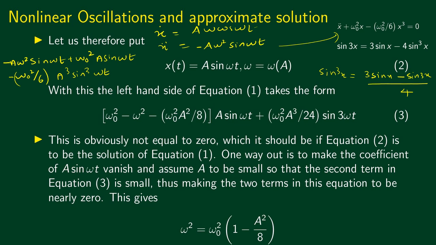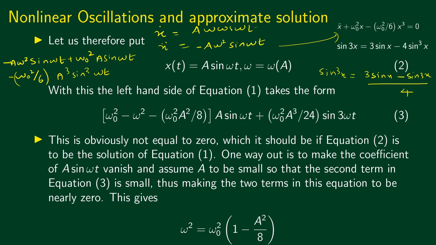Now substitute this for sin cubed omega t in the equation: 3 sin omega t minus sin 3 omega t, divided by 4. Then you substitute this here and collect the terms in sin omega t and sin 3 omega t, and you get an equation like this. So just substitute this decomposition for sin cubed x and rearrange to get this equation. You can try that. So we get this equation.